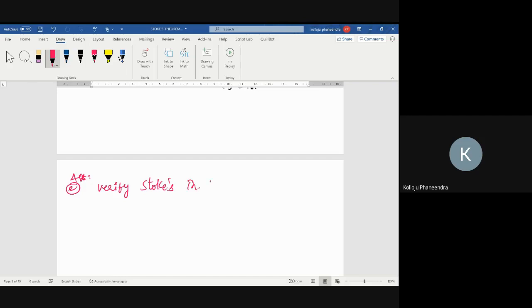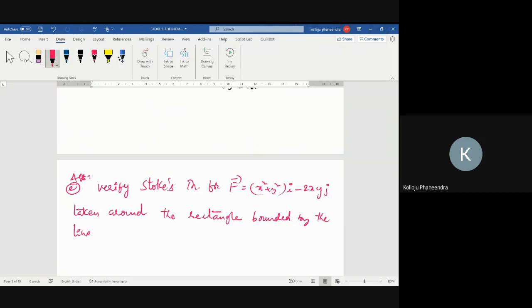Verify Stokes theorem for f bar equal to x square plus y square i minus 2xy j taken around the rectangle bounded by the lines x equal to plus or minus a, y equal to 0, y equal to b.